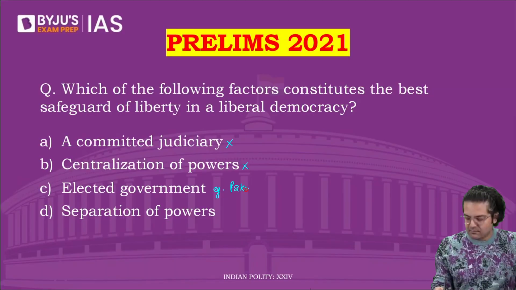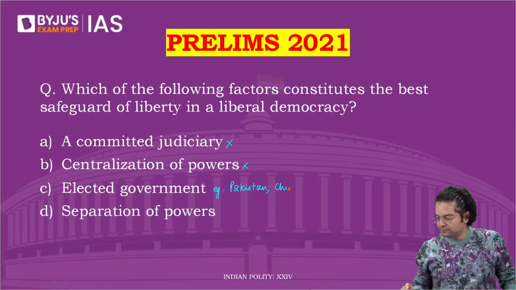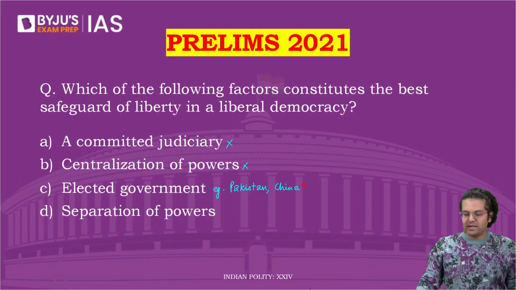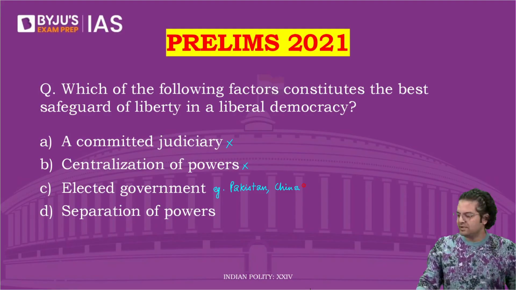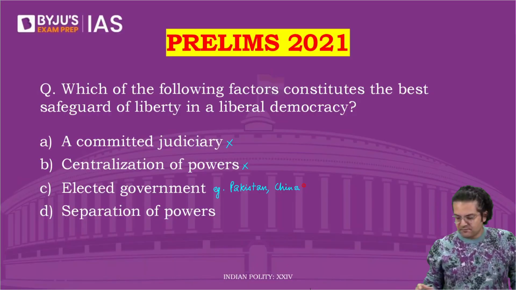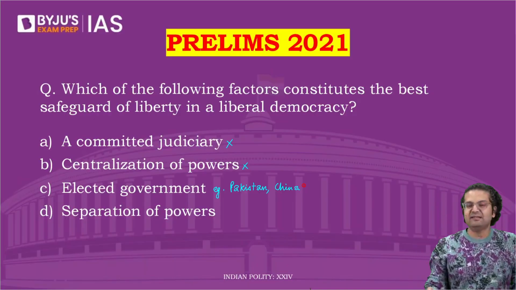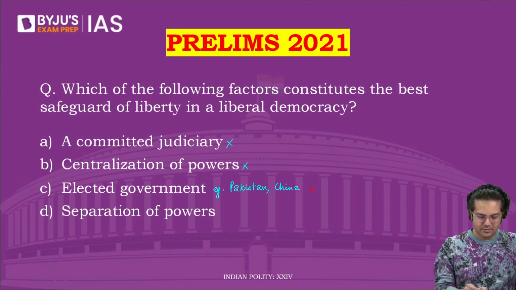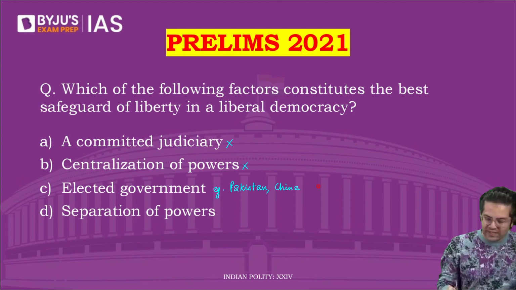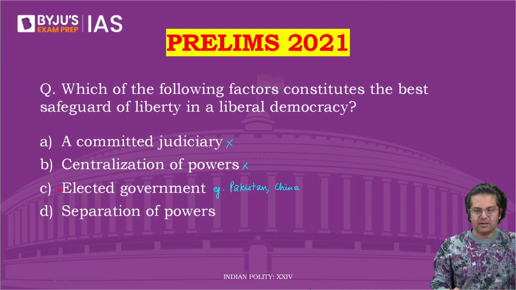Yes or no? Elected government, does it always guarantee liberty? Tell me. There is no guarantee of liberty. We have had elected government in 1975 also in our country. This is also no guarantee of liberty.